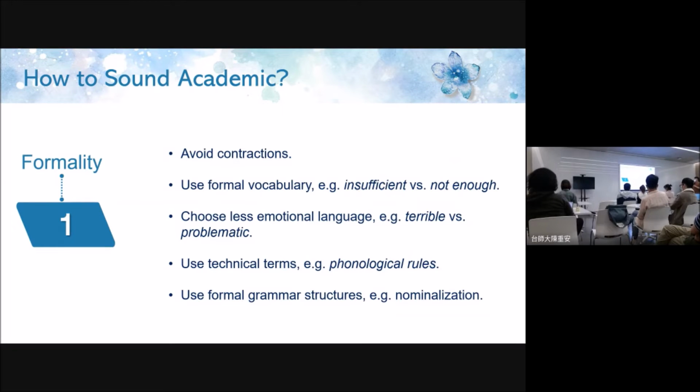And choose less emotional language. I think someone also said it, not emotional. For example, for this result, we would not say, oh, this result is terrible, right? It sounds like what you will write in Facebook posts. So you say, oh, it's problematic. It's less emotional, and it sounds more objective. Use technical terms, so maybe something like phonological rules. Use more formal grammar structures, but not making everything extremely complicated.